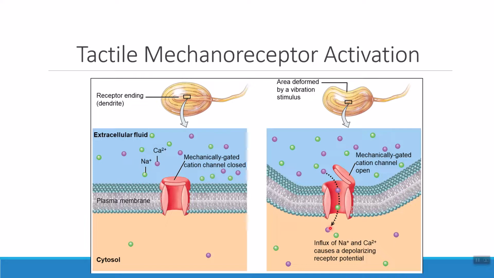So mechanoreceptors have to be pushed open, and the kinds of sensations that push them open are tactile sensations. Light touch, heavy touch, or vibration. All 3 of those push open these channels to help sensations be detected.